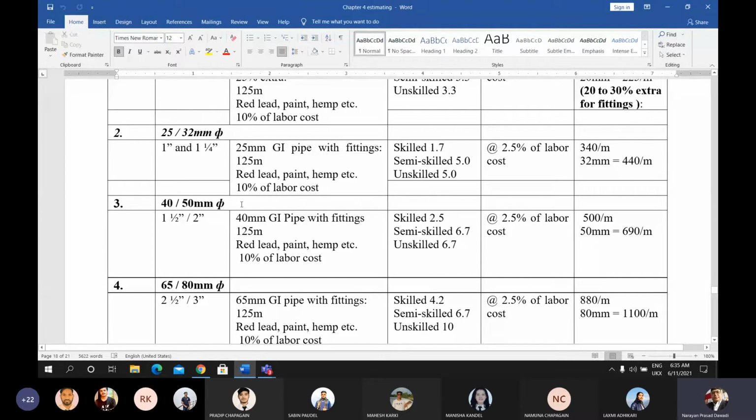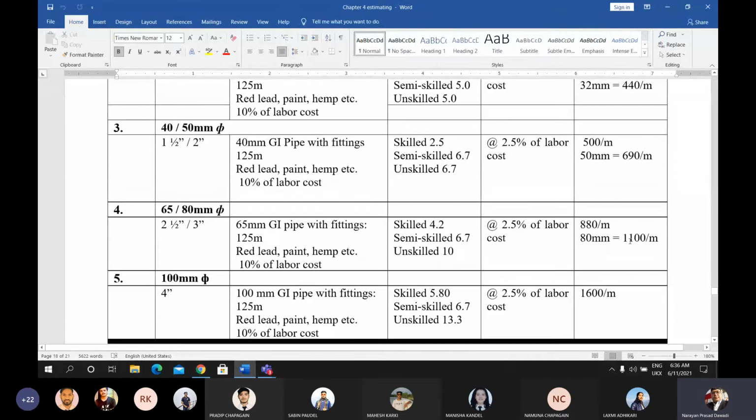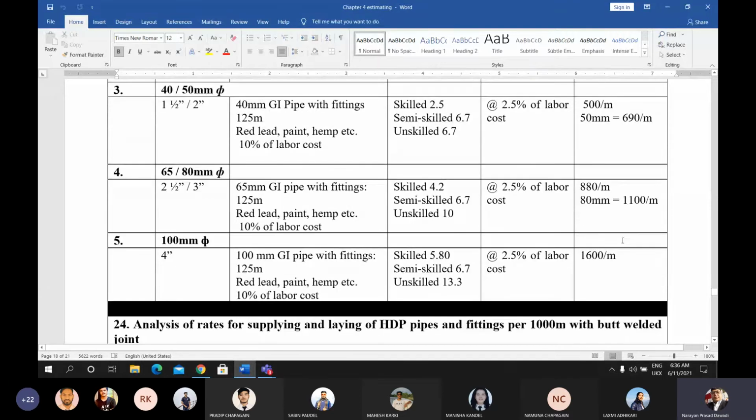For the 40 and 50 diameter pipe rate analysis, the number of manpower is the same. That's why instead of 40 diameter pipe, if you have to provide the 50 diameter pipe, then you can write 50 instead of 40 here. Other things remain the same, and provide the rate for the 40 as 500 per meter and the 50 as 690 per meter. In this way, do rate analysis for all the diameters of the pipes.